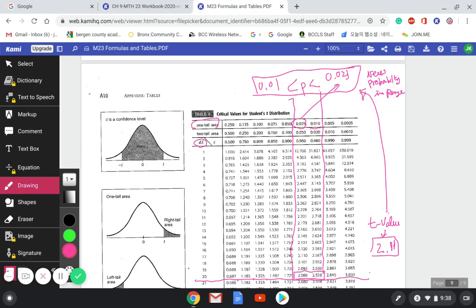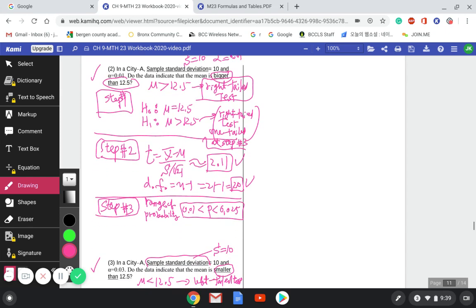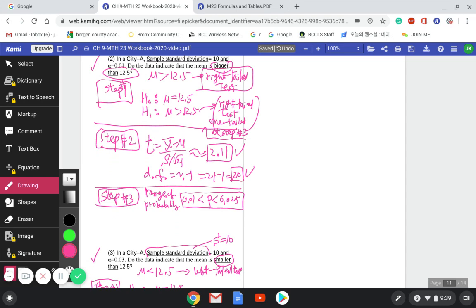now if you go back to the table, you got 2.11, you got degree of freedom as a 20, and 2.11 is between here, going all the way up. You got the same range of a probability. Now going back, the p become less than 0.025 and bigger than 0.01. That's the range that you got, because this is a one-tailed test area.